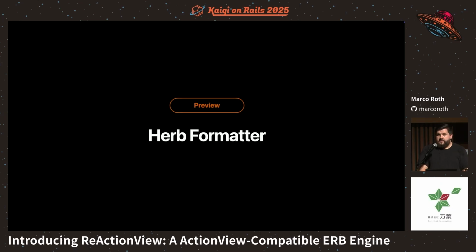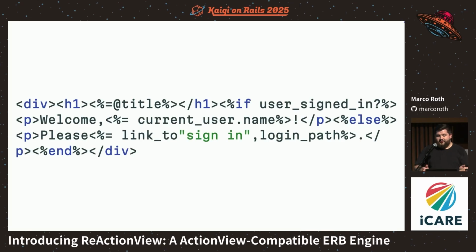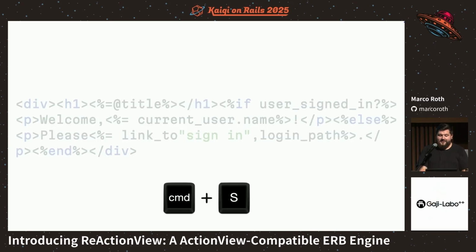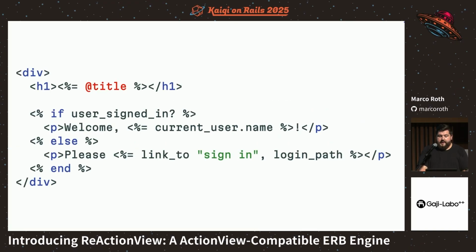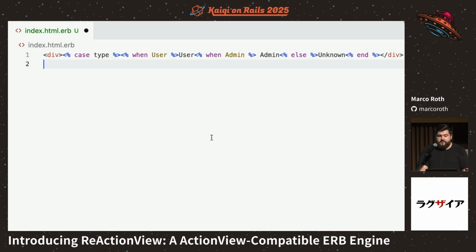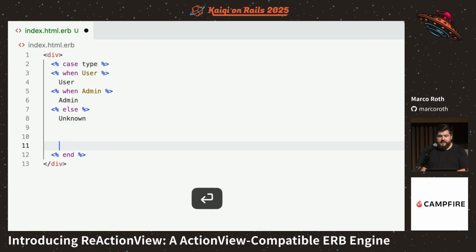So we have a formatter now, a HERB formatter. The idea here is that you can automatically format your HTML-ERB documents. So you give it a string of HTML-ERB, you save your file, or you run the CLI, and it will give you a formatted document back. This works also in the editor, so you save it, and it will just kind of format as you would expect.